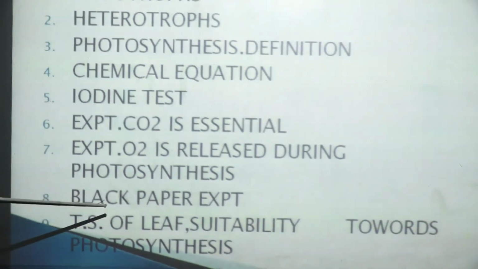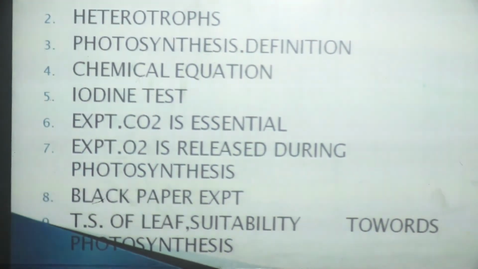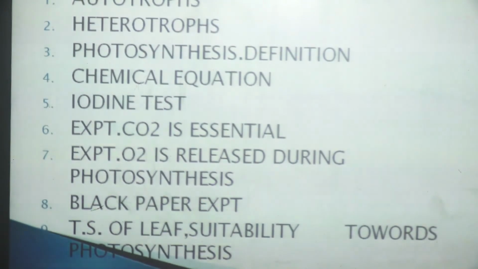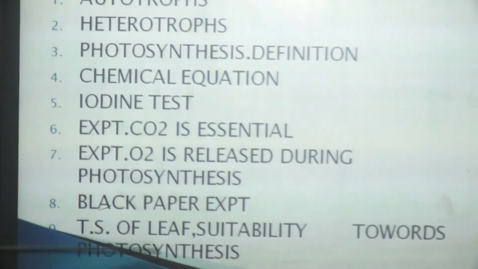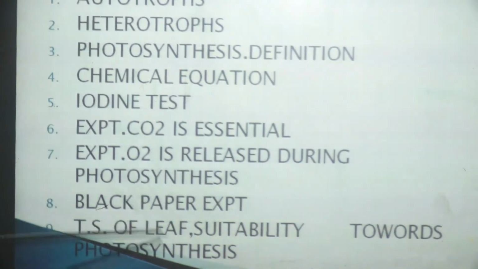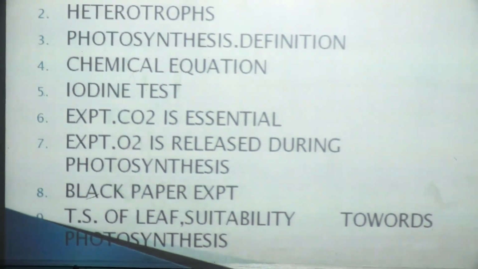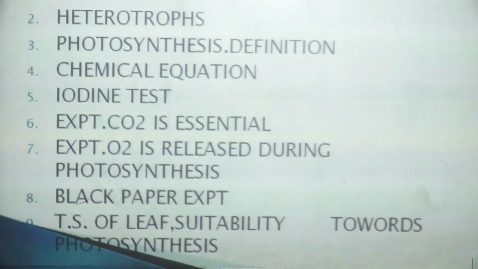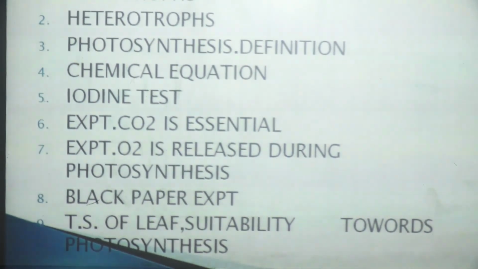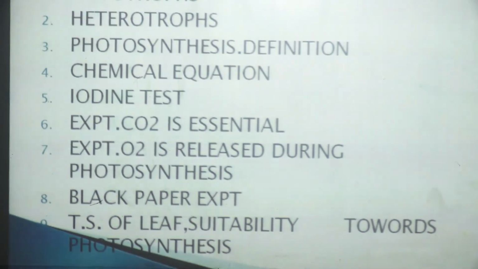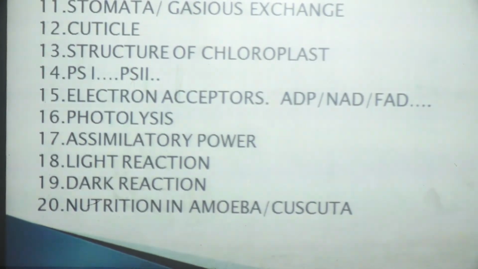Then let me come to the next experiment, that is the black paper experiment. This is also called sunlight is essential for the process of photosynthesis. So the next one is the transverse section of leaf. This transverse section of leaf is given in the textbook, and sometimes if the question paper is very difficult, they will ask how the leaf structure is suitable for photosynthesis. For that purpose, you have to write the complete answer.